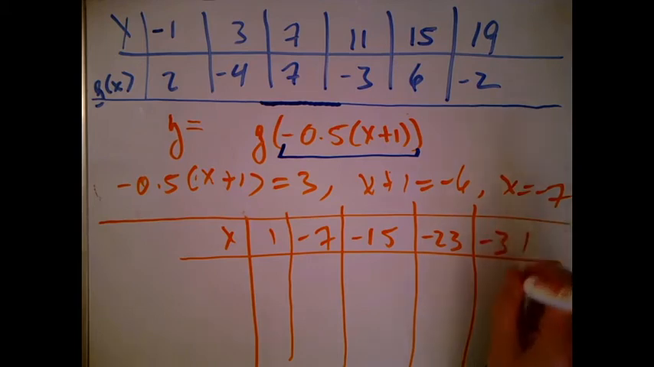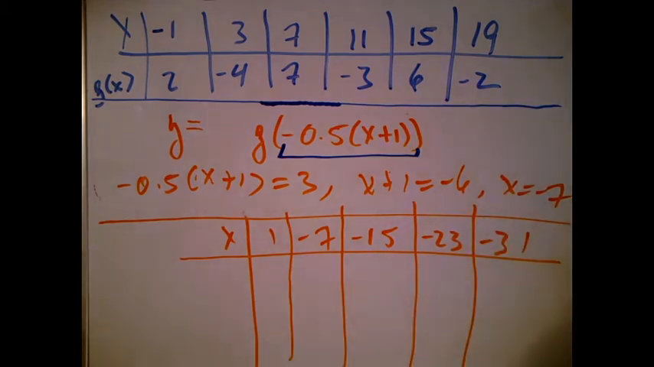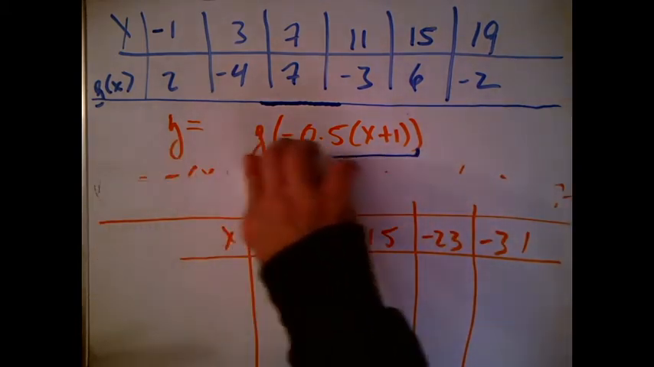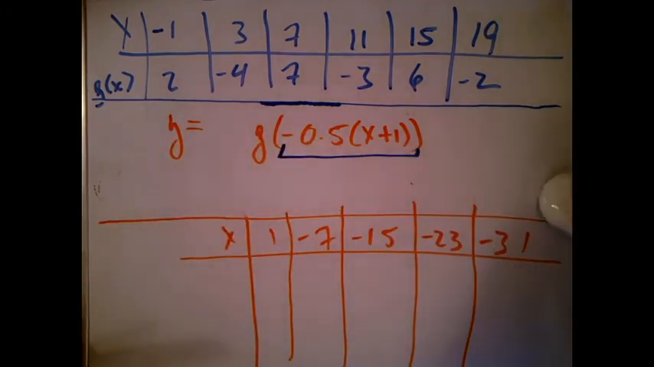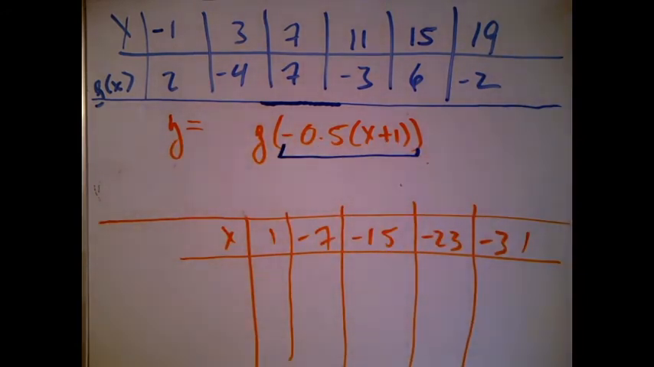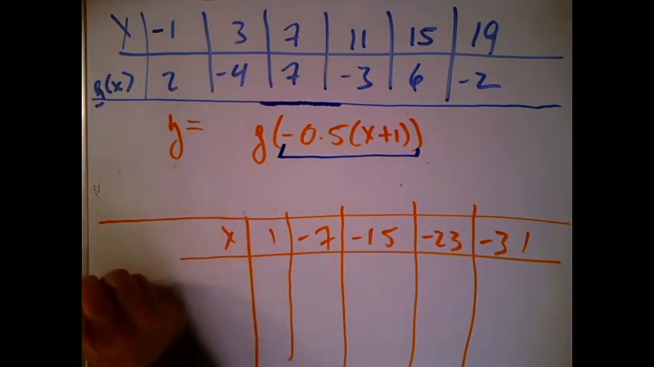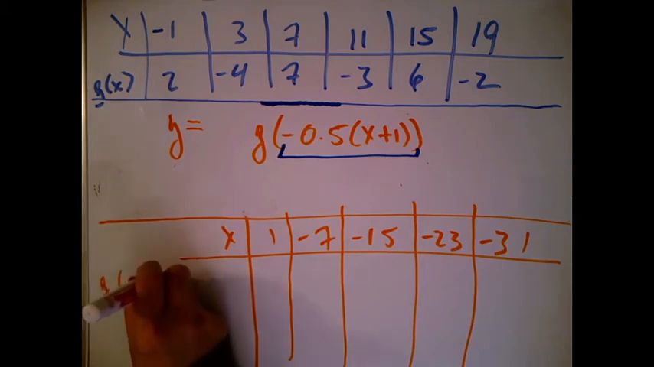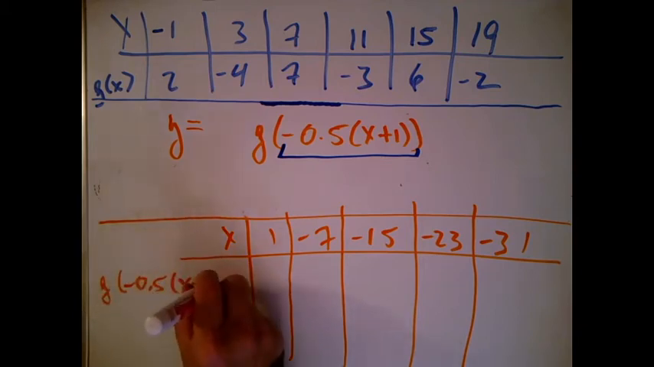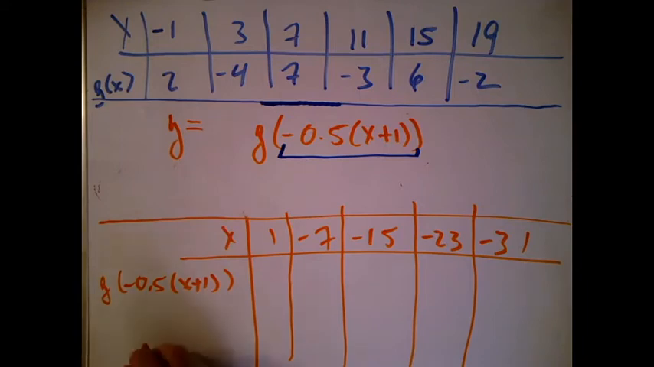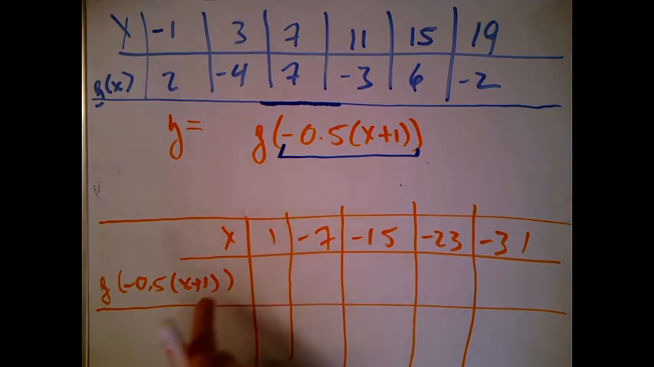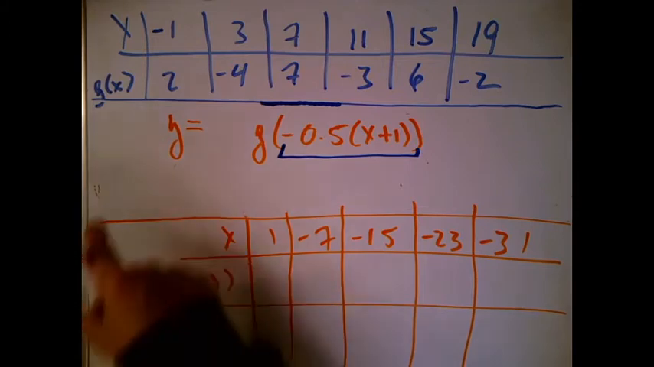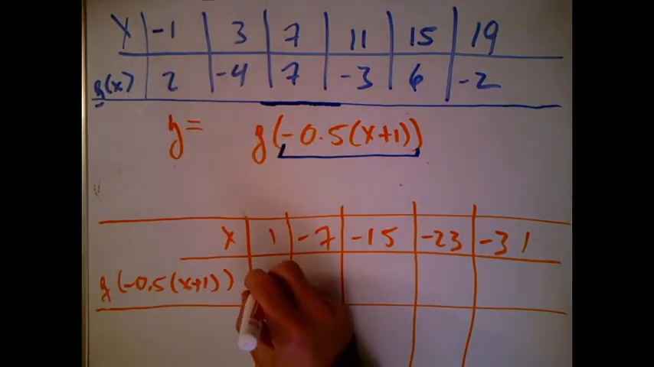All right. Now, how is that supposed to work? With these numbers, we're supposed to be able to plug into this function, g of -0.5 x plus 1, like this. Now, again, we're not making all the changes. We're just making the inside changes first. Now, let's just check. When I plug 1 into here, I get 2. -0.5 times 2 is -1. G of -1 is 2, so I would get a 2 right here.